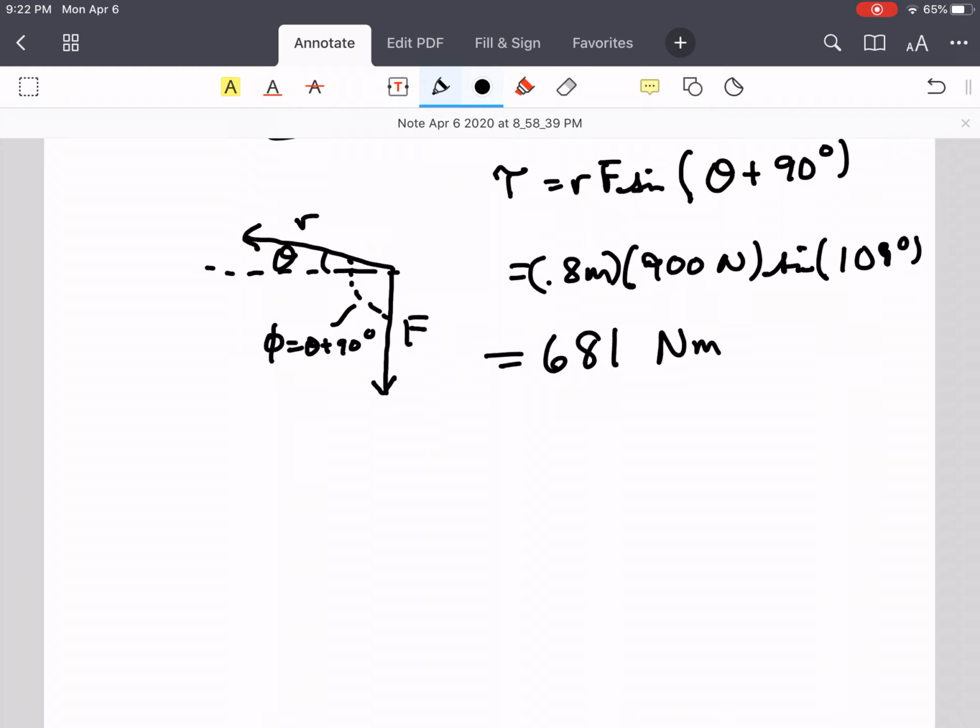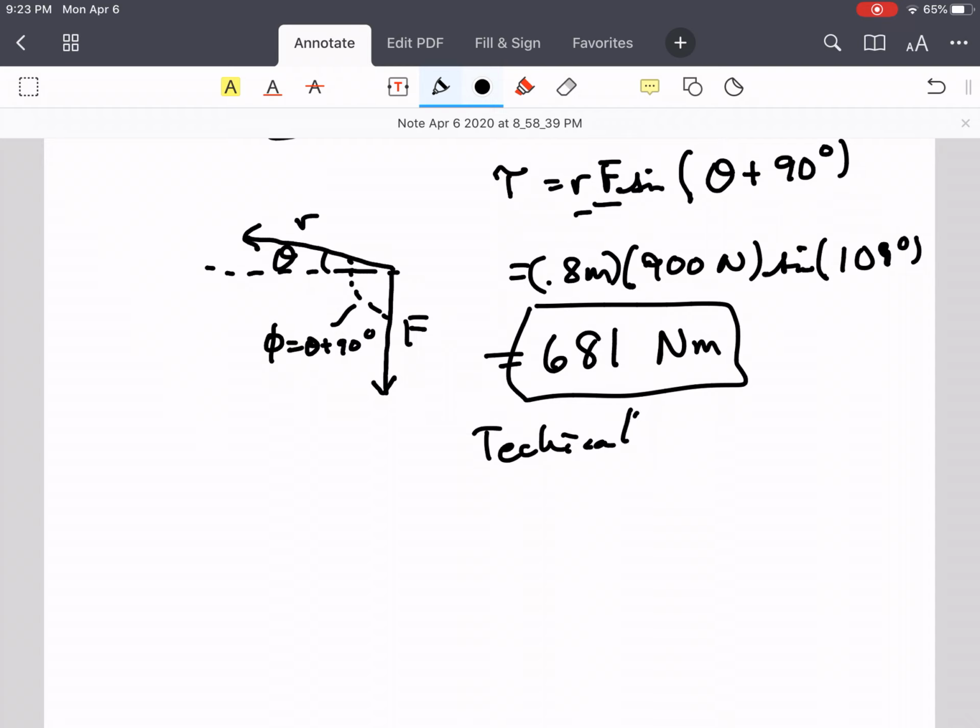Quick side note, what is the unit of torque? Well, it's newtons times meters. That's newton meters. Technically speaking, you could also rewrite this as 681 joules, because newtons times meters gives joules. That's not usually done for various historical reasons.